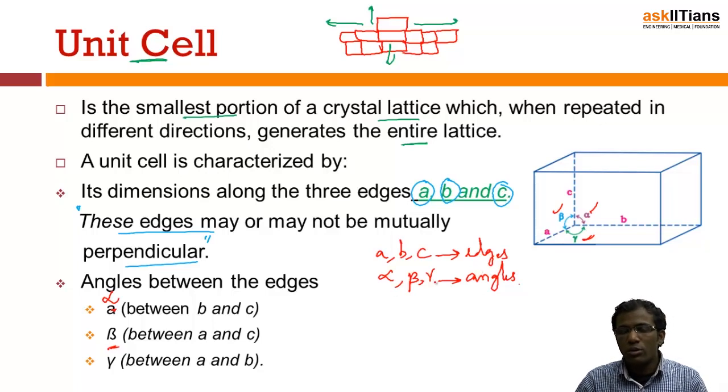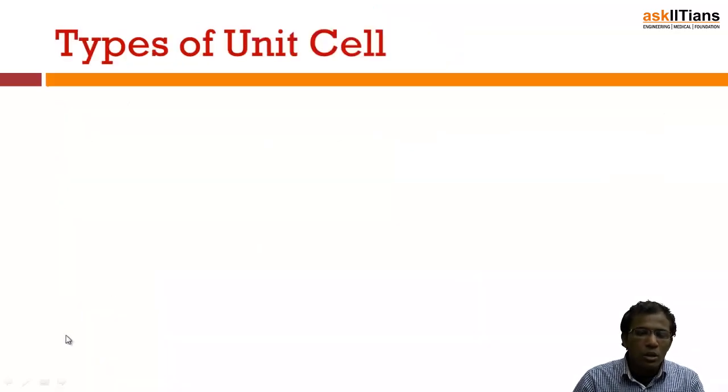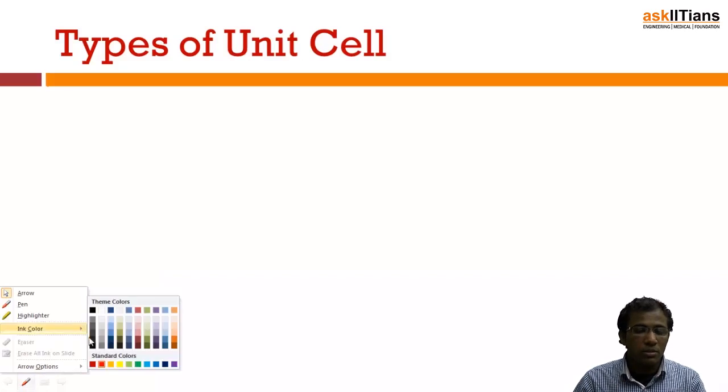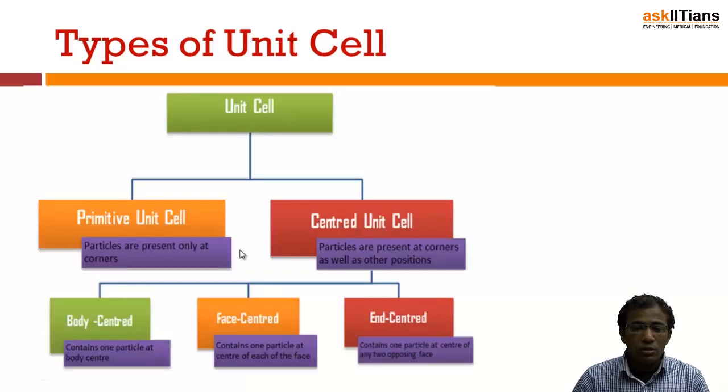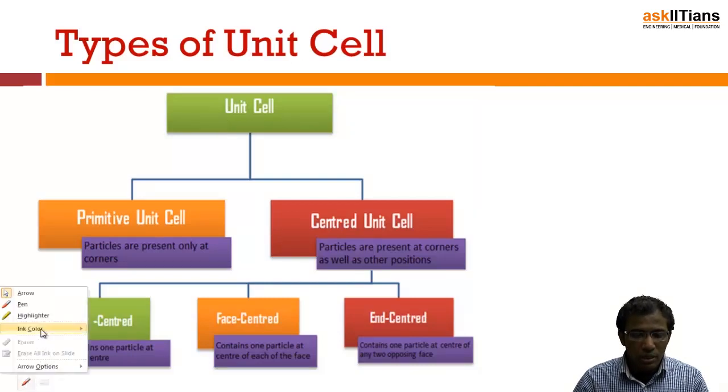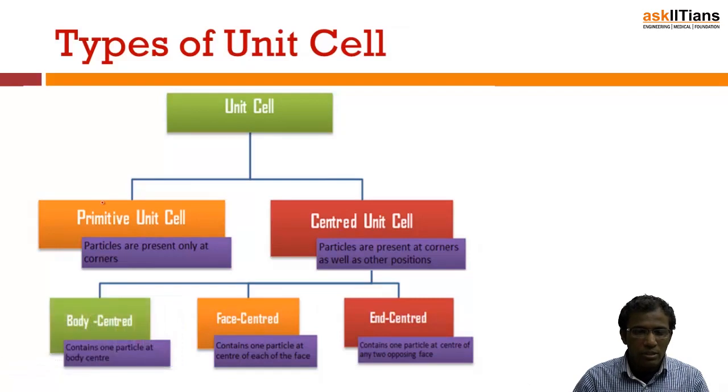Okay. So now we will go into more details of that. So let us see how many types of unit cell are possible. How many types of unit cell do we have? So yeah, in this picture you can see a unit cell is of two types. One is primitive unit cell, another is centered unit cell.